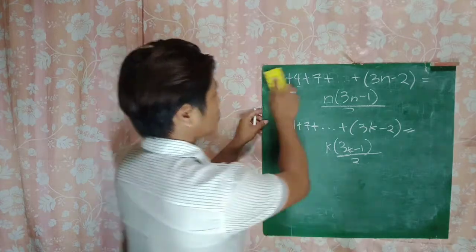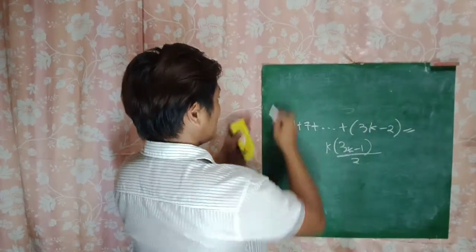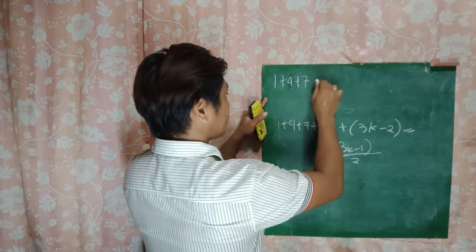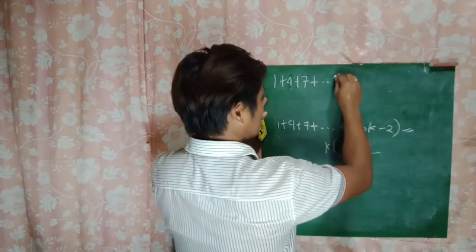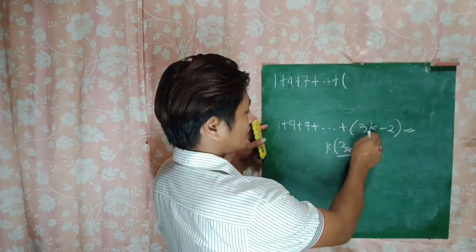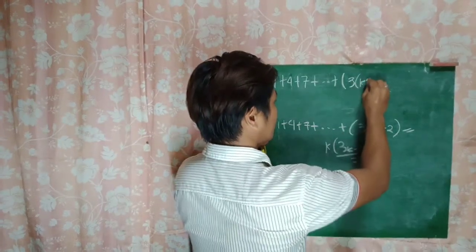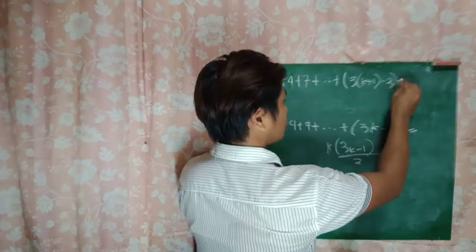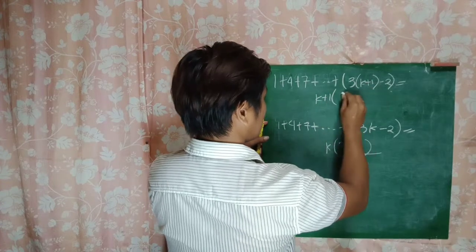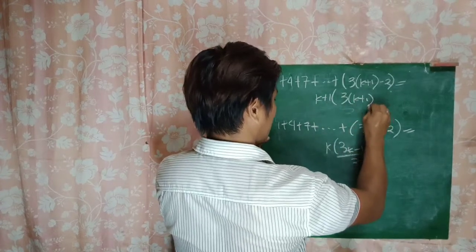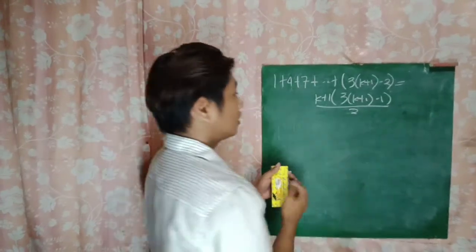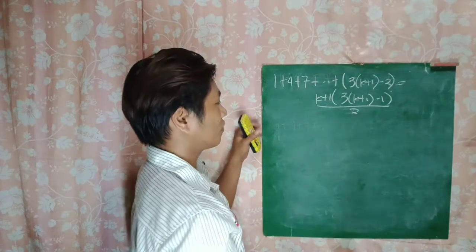So upon proving this equation, we need to rewrite it as 1 plus 4 plus 7 plus... So by proving it, we need to substitute the value of k with k plus 1. So we have 3(k plus 1) minus 2 equals (k plus 1) times (3(k plus 1) minus 1) over 2. So we follow this formula upon proving the equation.